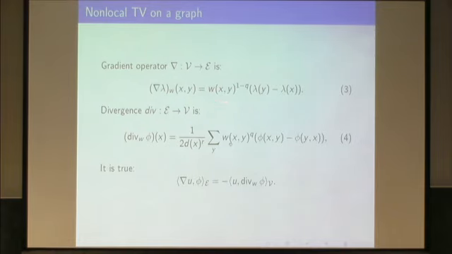This is the so-called non-local gradient. After you define the non-local gradient, you easily get the divergence corresponding to it, and they satisfy this natural duality. In this way, how you order the graph really doesn't matter. Really doesn't matter.